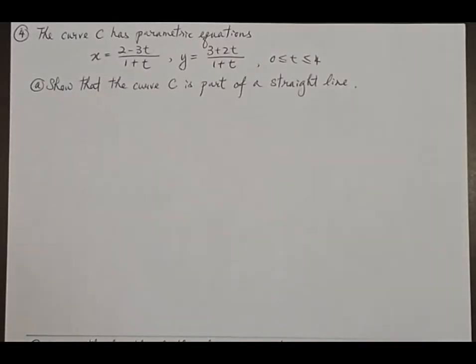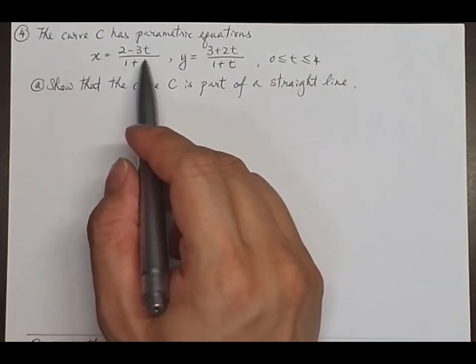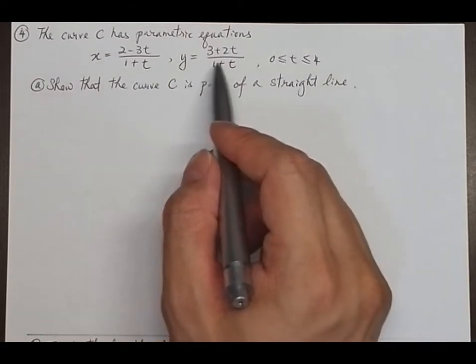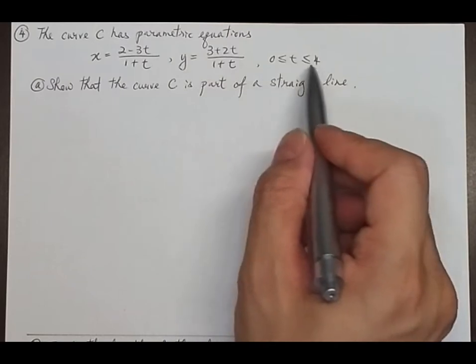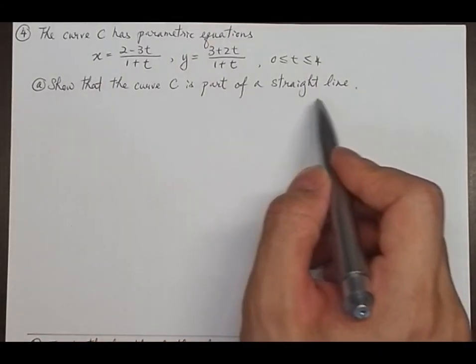Question number 4. The curve C has the parametric equation x equal to 2 minus 3t over 1 plus t, and y is equal to 3 plus 2t over 1 plus t. t is from 0 to 4. Show that the curve C is part of a straight line.